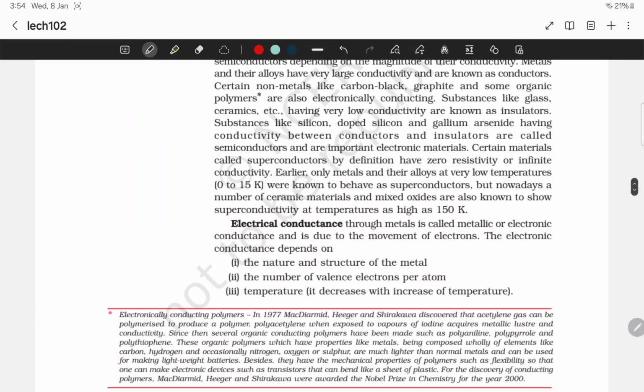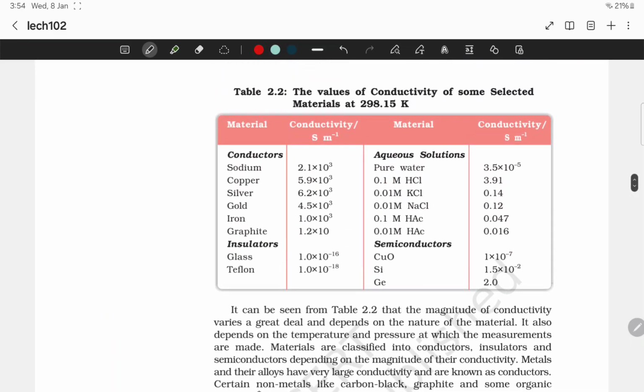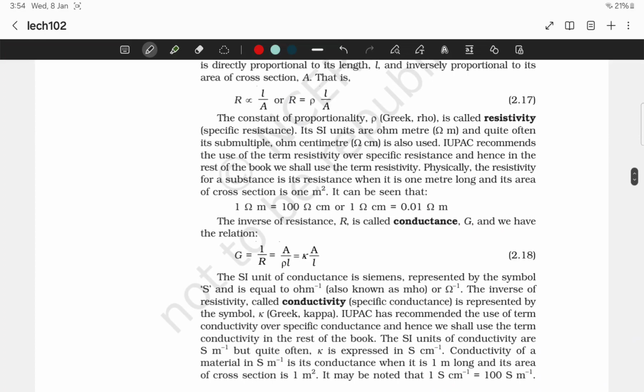Okay, we read it. Now electric conductance through metals is called metallic or electronic conductance, due to movement of electrons. The conductance depends on the nature, the number of valence electrons and the temperature. Now they have told about different materials and all. We didn't do this. We only did this formula directly. And why a right angle triangle is formed? Yes, we did this formula directly and went.